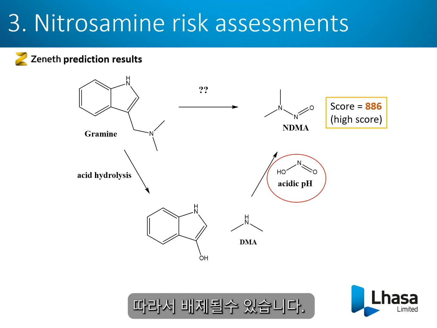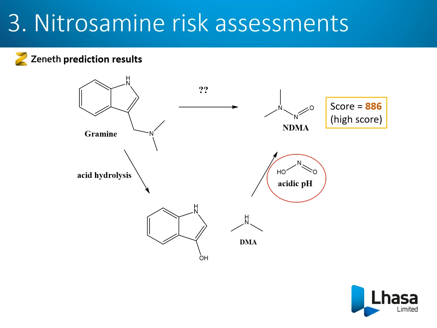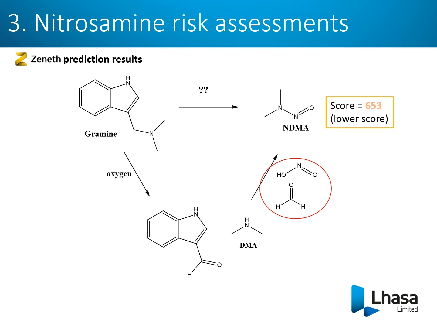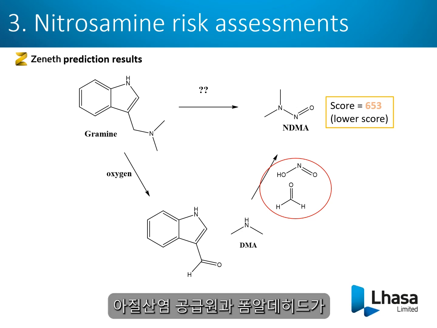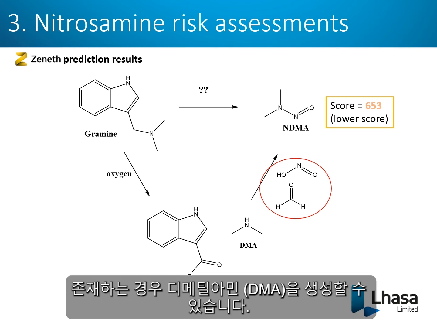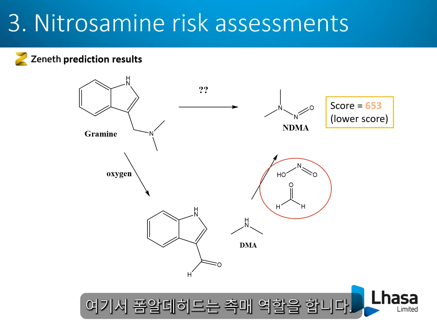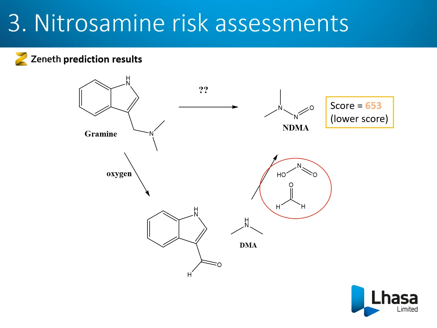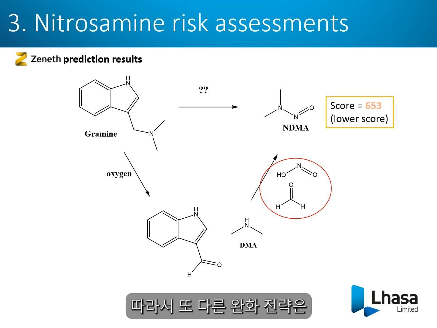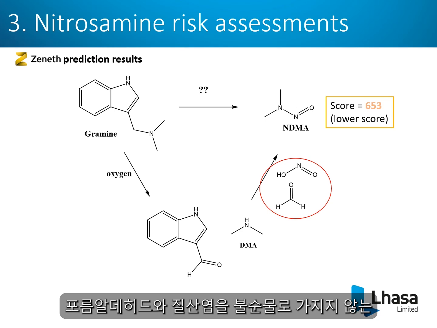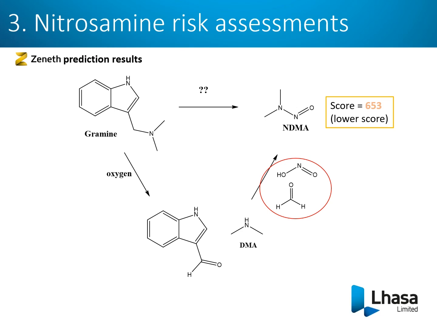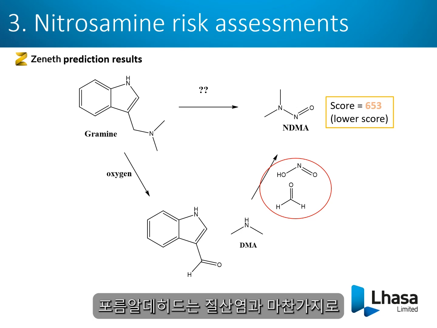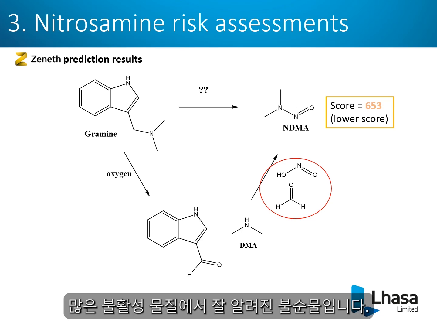DMA can also form from Gramine via an oxidative N-dealkylation pathway at neutral pH in the presence of a source of nitrite and formaldehyde, whereby formaldehyde acts catalytically. So another mitigation strategy would be to choose excipients which do not have formaldehyde as well as nitrite as contaminants. Formaldehyde, like nitrite, is a well-known contaminant in many excipients. It should be noted that this is a less likely pathway of formation than the acid-catalyzed pathway.